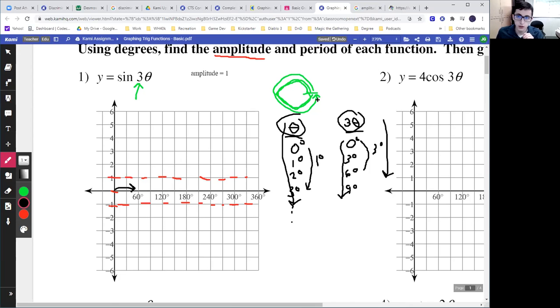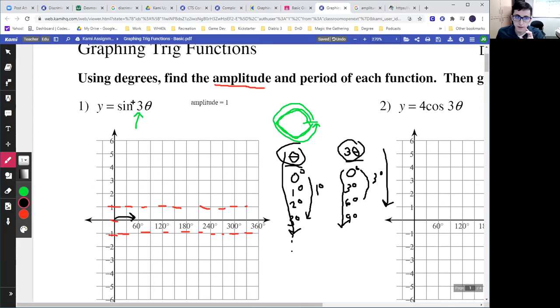So normally the period, I say normally, if this 3 wasn't here, the period would be 360 degrees. Since this 3 is here, it's able to cycle 3 times the speed, which would mean it can cycle through it in 1/3 of the degrees, which is 120 degrees. So the period would be 120 degrees.